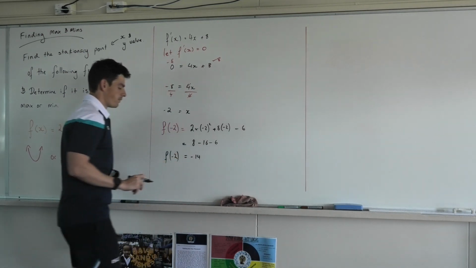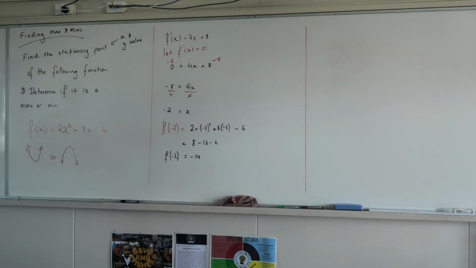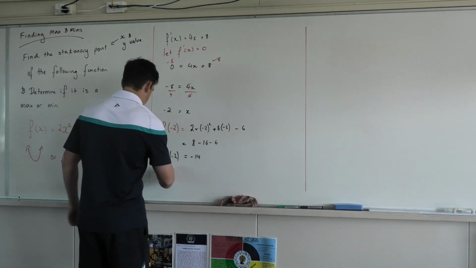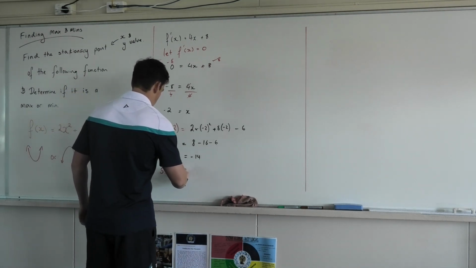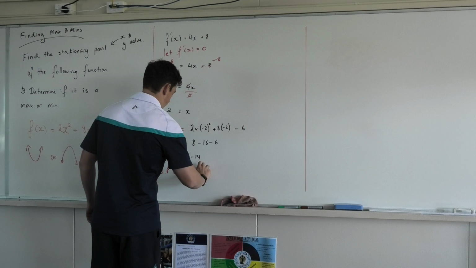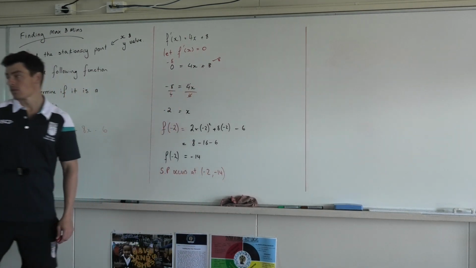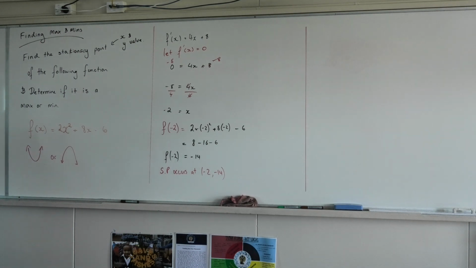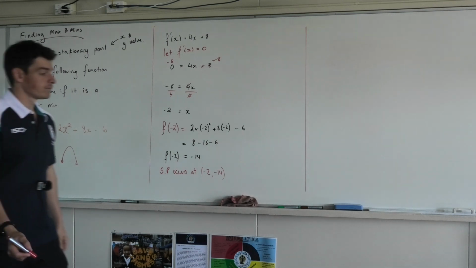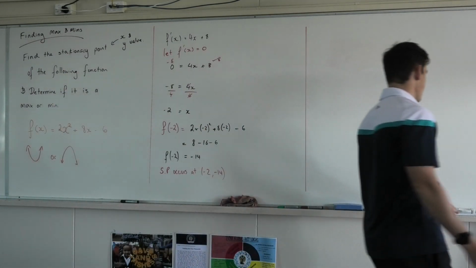So I know that my turning point or my stationary point occurs at -2, -14. Are we happy with that? So what's the only part of the problem that I haven't solved yet? Do we know how we do that? We did something pretty similar yesterday.